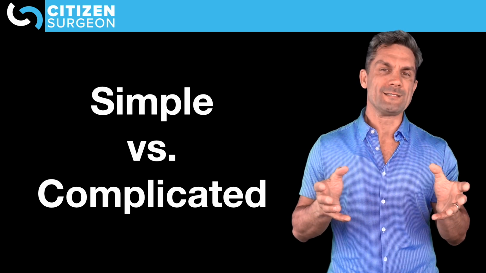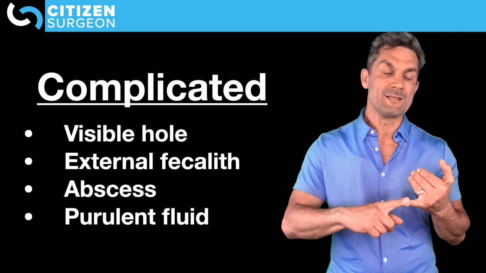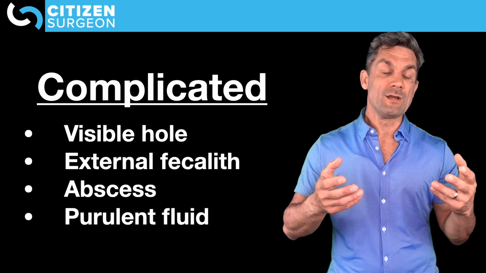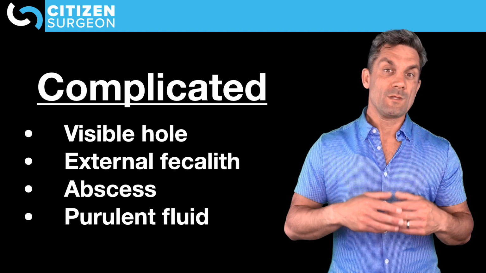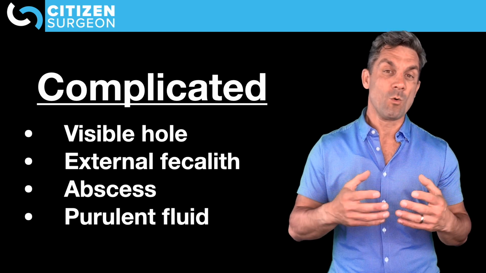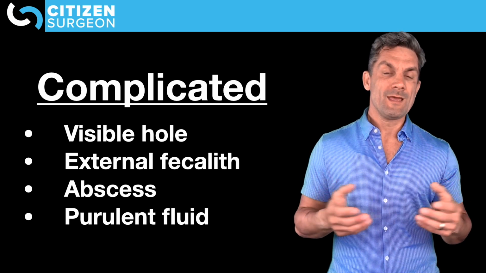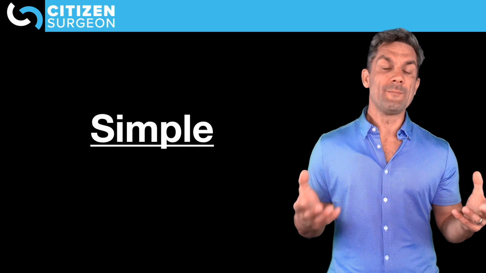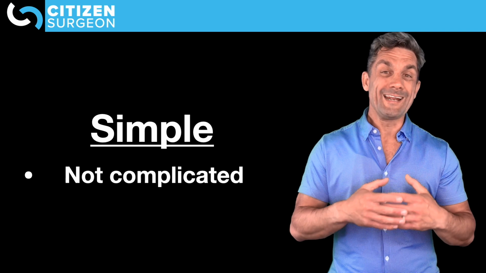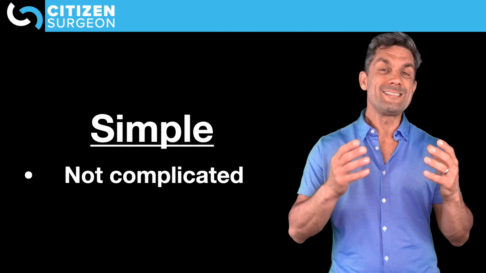So what's complicated appendicitis? Complicated appendicitis could mean you have a perforation. There's a visible hole in the appendix. You have a fecalith floating outside the appendix. You have purulent material in 1 or 2 quadrants of the abdomen. You have a lot of pus or suppuration around the appendix. You see an abscess in the abdomen, or there's diffuse peritonitis. These are all complicated appendicitis. So what's simple appendicitis? Well, simple appendicitis is not complicated appendicitis. So simple is everything else. So if you have a dilated and inflamed appendix, but you don't have any of those things I talked about with complicated appendicitis, we call that simple appendicitis.